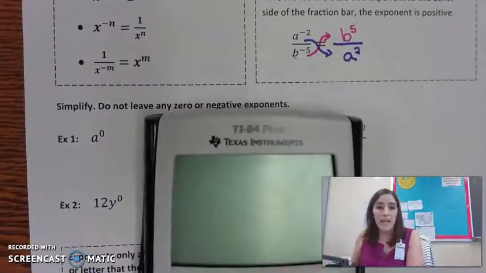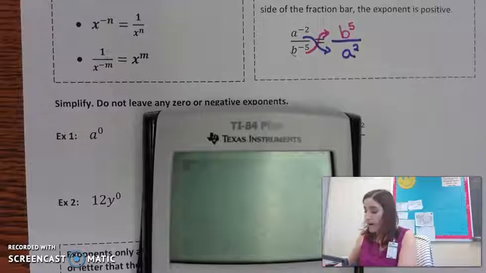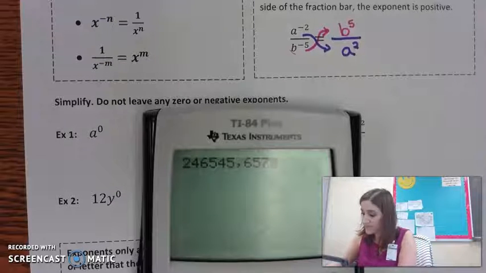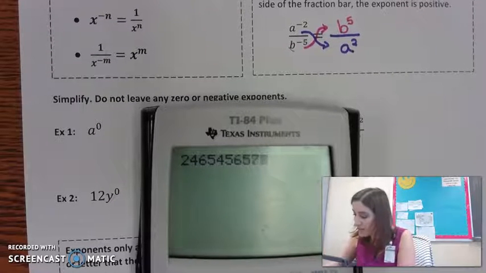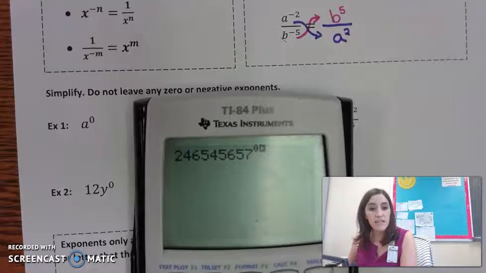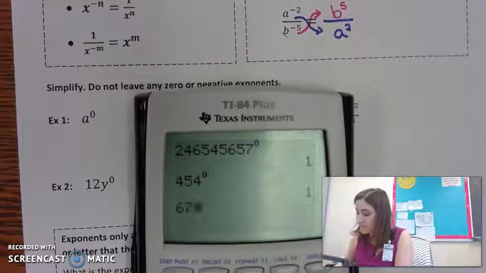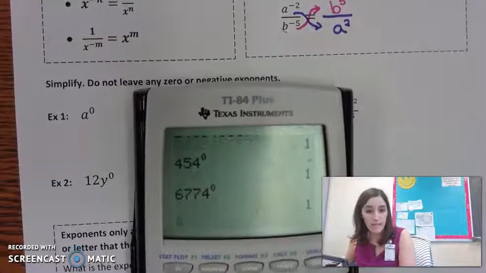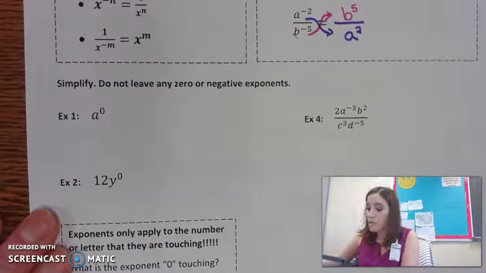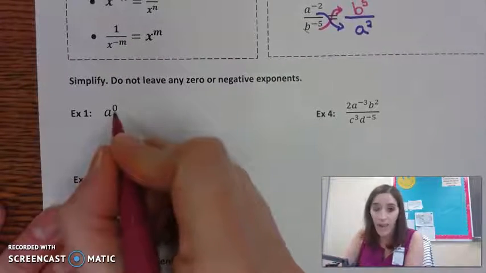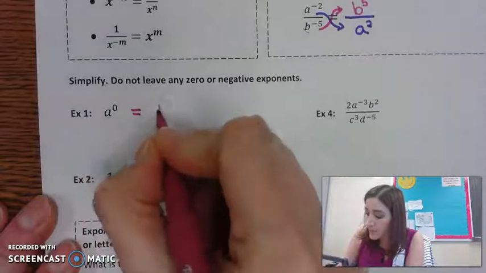Okay, anything raised to the 0 power, I don't care what your number is. But if you raise something to the 0 power, it equals 1. I don't care what it is. It always equals 1. Okay? So when I have a to the 0 power, that just equals 1.